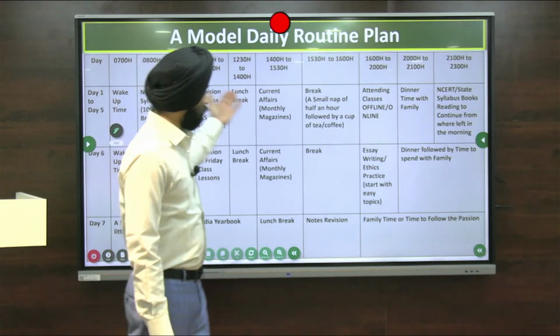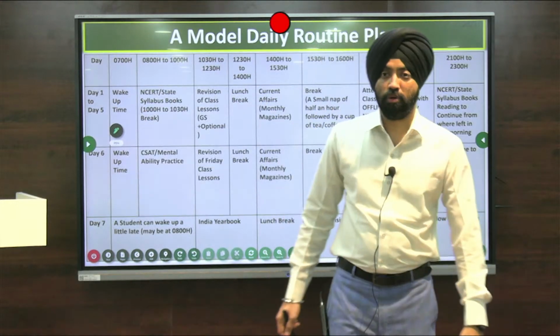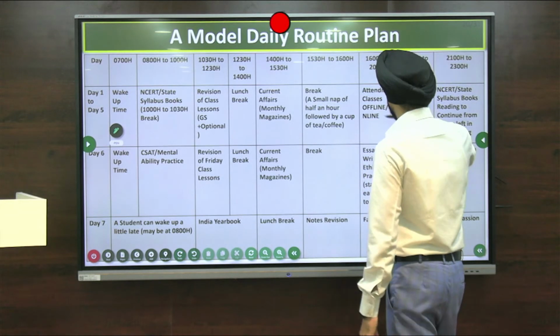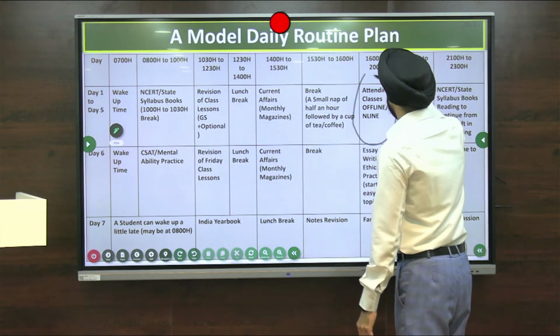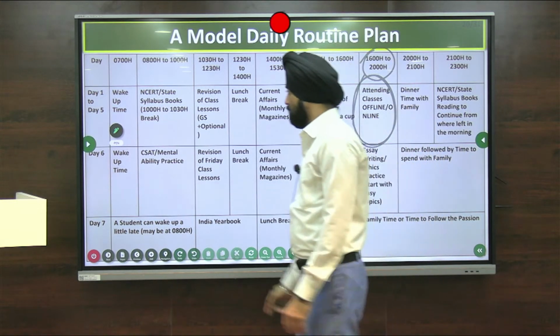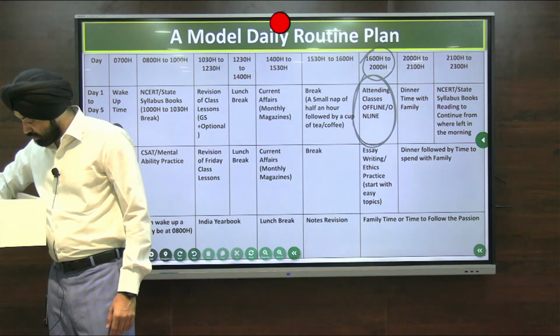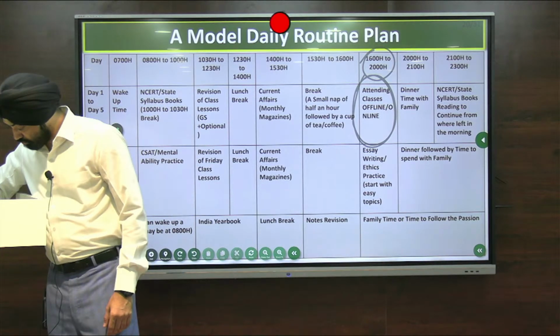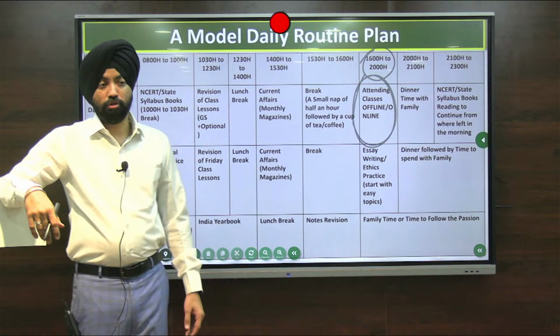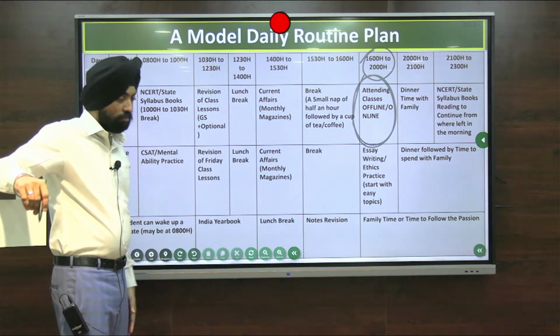A model routine plan. We assume that the student is attending classes in the 4 hour period from 4 to 8 p.m. in the evening. Based on that, we created one small model, what we call a routine plan in a week. So I will ask the management to give you a printout.